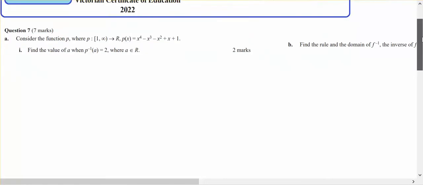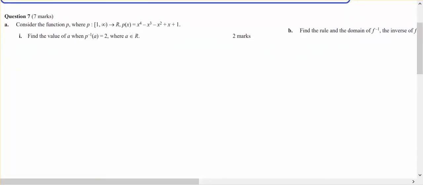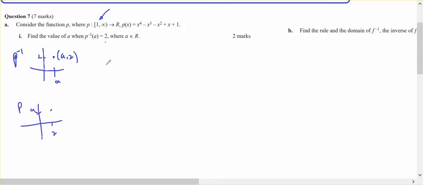Question number 7. So we have this quartic and we have a restricted domain of 1 to infinity. Find the value of a where the inverse when x equals a equals 2. So if my answer is 2, therefore on my inverse I've got a point which is (a, 2). Therefore, on P, that point would be (2, a). Therefore, P of 2 equals a.